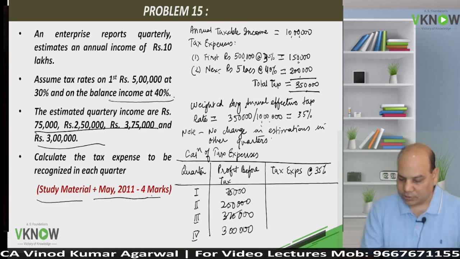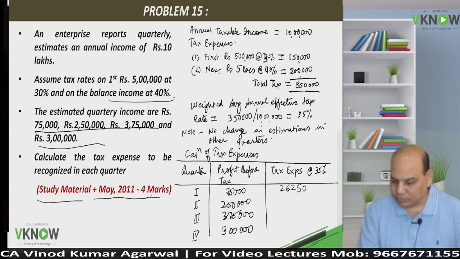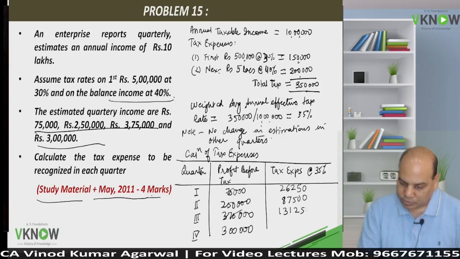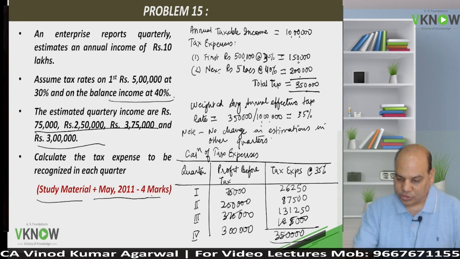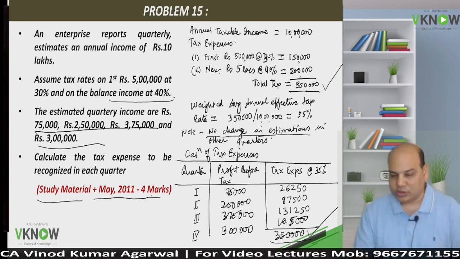and now multiply by 35%. You'll get 26,250, 87,500, 1,31,250, 1 lakh 5,000, and for cross check take the total, that will come to 3 lakh 50,000, which is matching here. And I have written a note assuming no change in estimation.